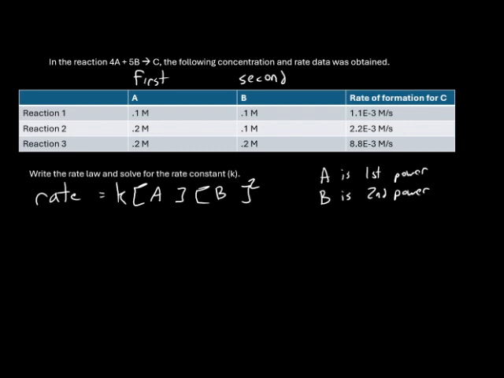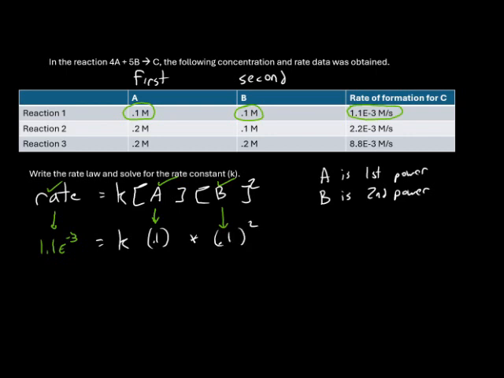Now that we've written the powers, what we'll need to do is fill in all of the data. We have a rate because we can just use the rate from the first line. We also have A because we have A in this position, and the B as well. We'll place all of the values in the correct positions. The rate will be 1.1 times 10 to the negative third equals our unknown K times our A concentration, which will be 0.1 molarity, times concentration for B, which is also 0.1 molarity, and it will be squared.